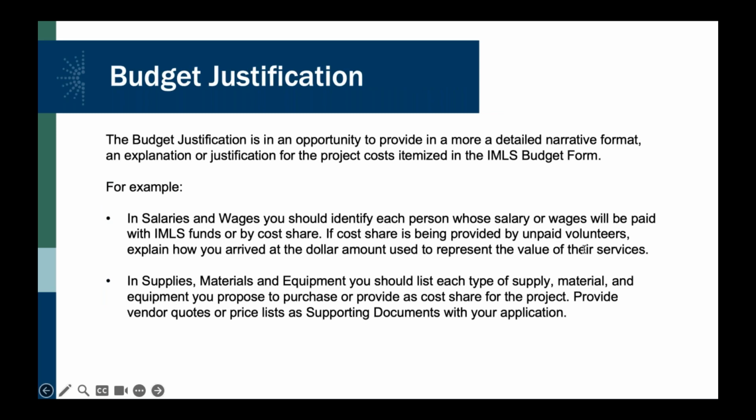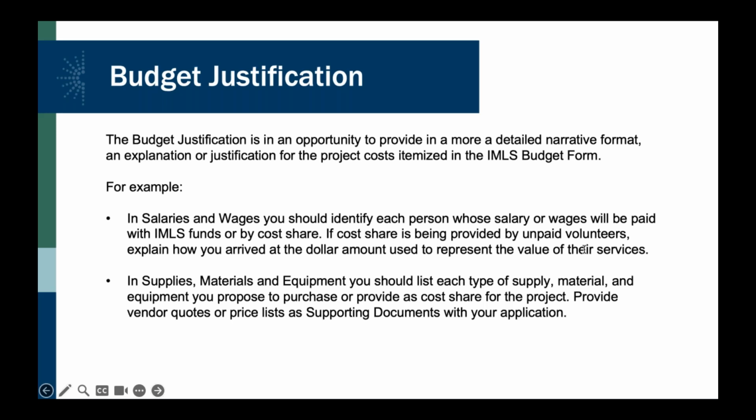In addition to the IMLS budget form, you will also prepare a budget justification. This is an opportunity to provide in a more detailed narrative format an explanation or justification for the project costs. The budget justification should be written to follow the cost categories in the IMLS budget form. In the justification, you will identify each expense and show the method of cost computation used to determine each dollar amount, including any that you may have consolidated and summarized on the IMLS budget form. In other words, please show your math.